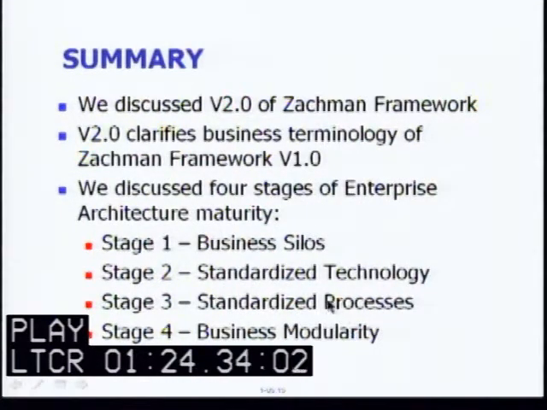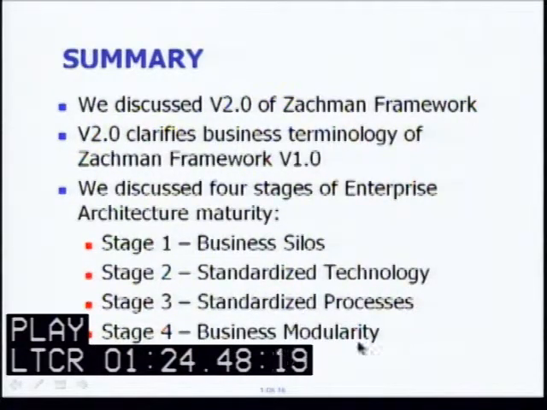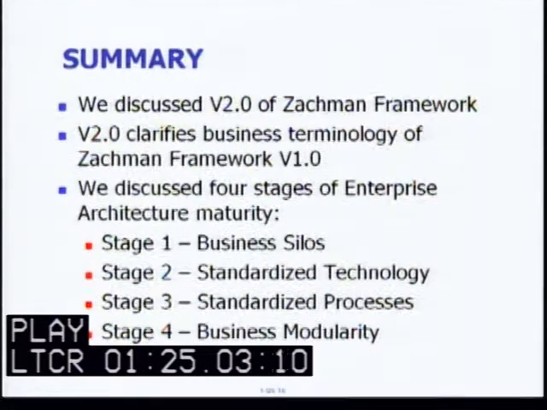Some have seen the benefits of moving to stage 2 with standardized technology, but it's not until an organization moves to stage 3 with standardized processes that the real benefits are achieved, with reusable processes leading to stage 4 business modularity and strategic agility, with an enterprise able to change its systems rapidly to compete in the rapid change environment that we find ourselves in today, and the even greater change environment that will come with tomorrow.